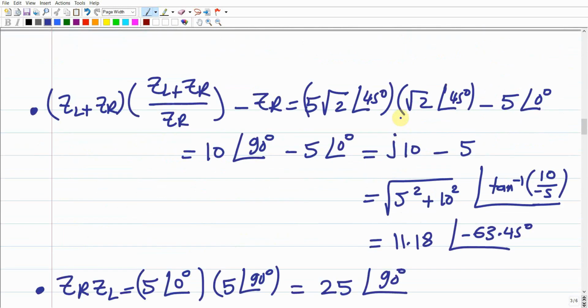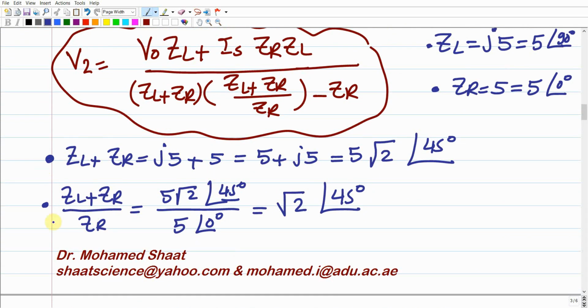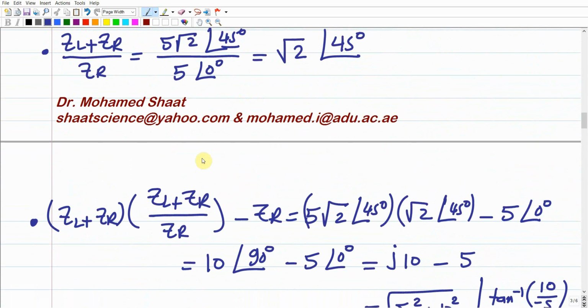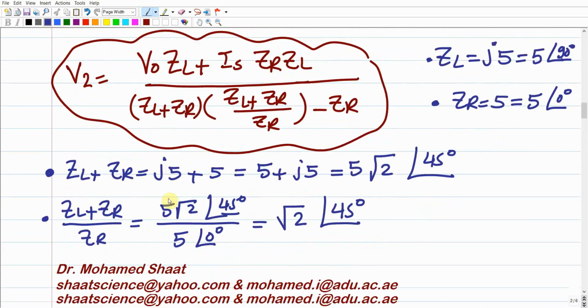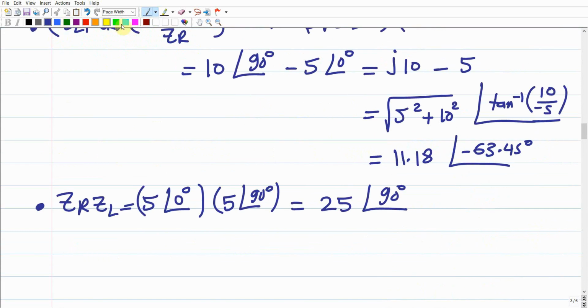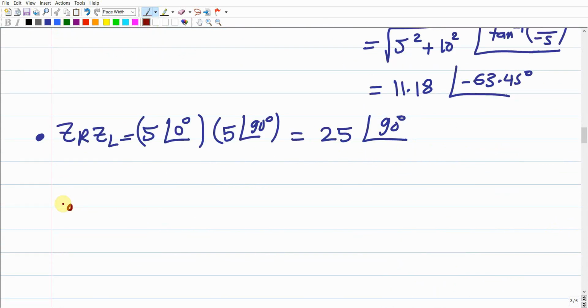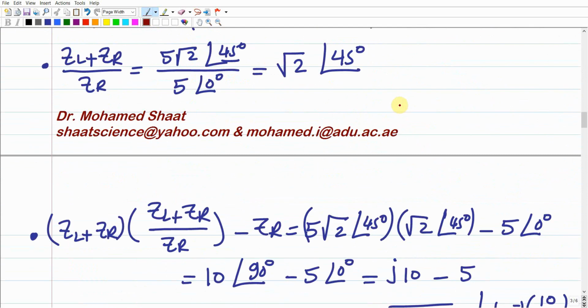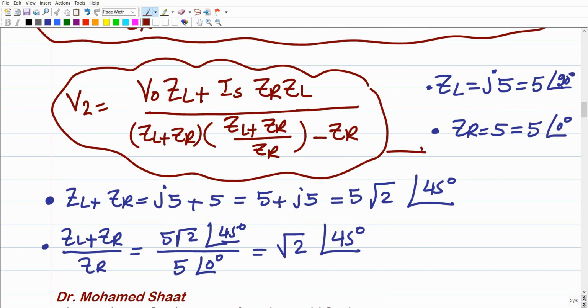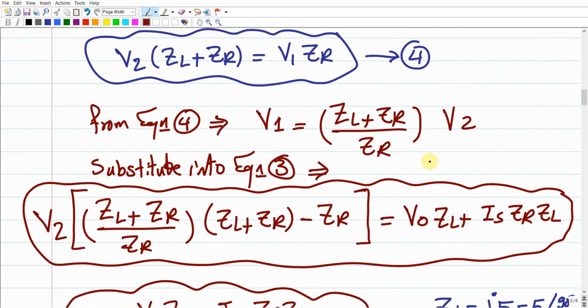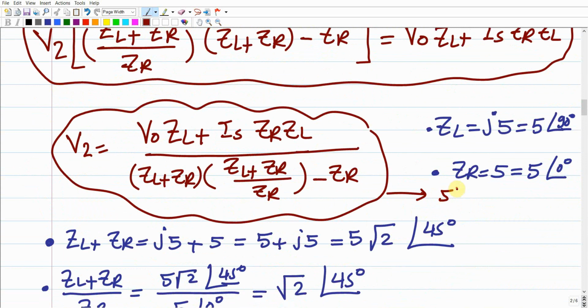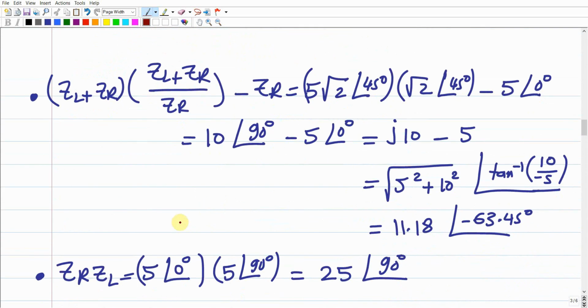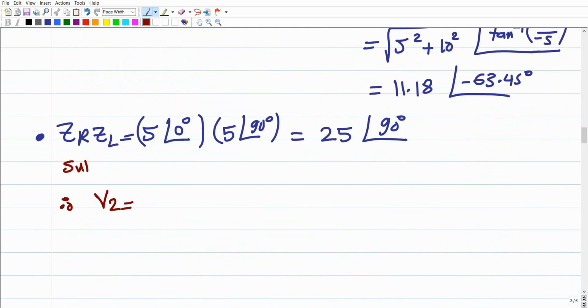Then if we plug all of these operations, 1, 2, 3, 4 operations, in here, you are in good shape to find V2. So now we can find V2, and let us give it a number. This should be equation 5, right? So now we are just going to substitute into equation 5.